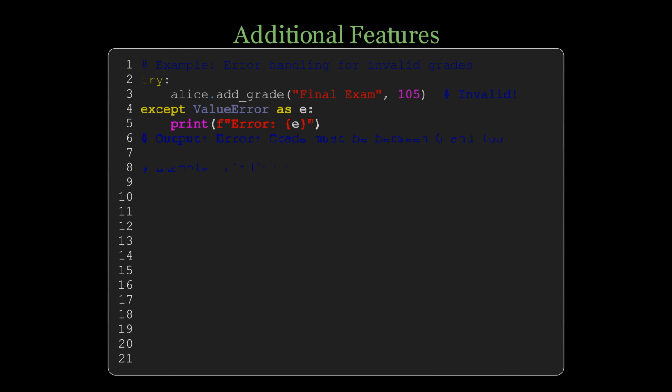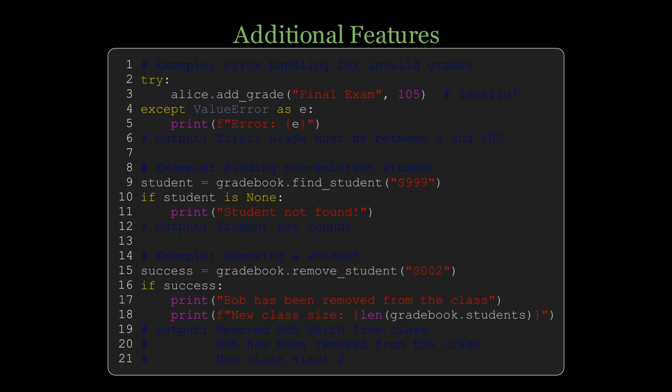These demonstrate the flexibility and extensibility of well-designed object-oriented code. Our system includes robust error handling. First example, trying to add an invalid grade of 105 raises a ValueError that we can catch with try-except. The error message clearly explains the problem.